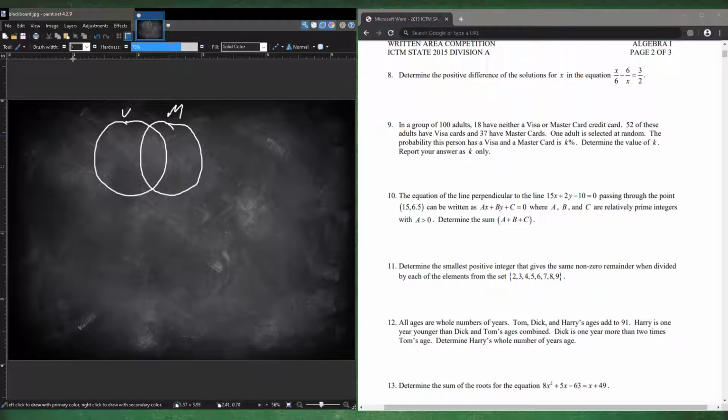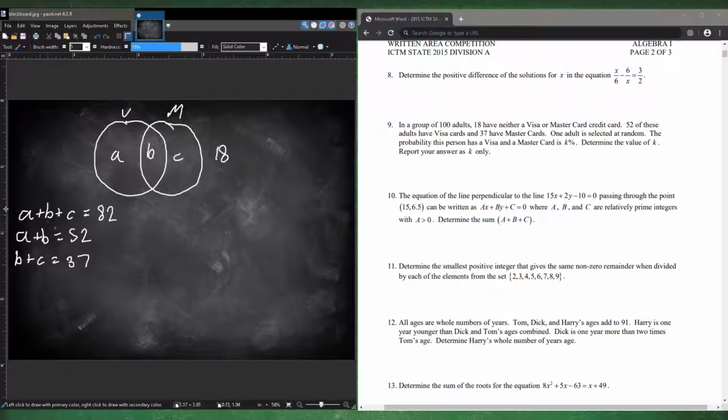So they said 18 do not have it, so it's outside the circles. So if 18 is outside the circles, that means 82 is inside. So let's call this A, call this B, call this C. So we have A plus B plus C is equal to 82. And they say 52 have Visa cards, so Visa is A plus B. And they say 37 have MasterCards, so MasterCard is B plus C.